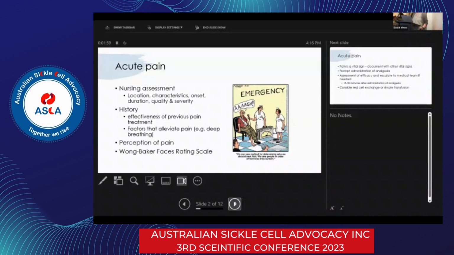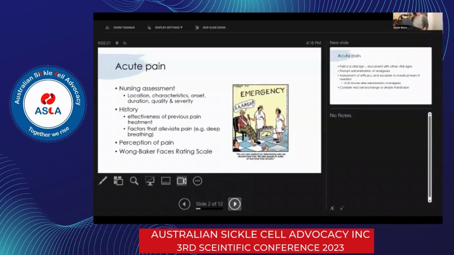And things that help them to cope with the pain. Do they find that if they take deep breaths or have a hot pack or anything like that, it can help to alleviate it or at least minimize it to some extent. And in this sort of assessment, you can also get a feel for their perception of their pain and how they feel about it, how it makes them feel, how it's affecting them emotionally and physically.